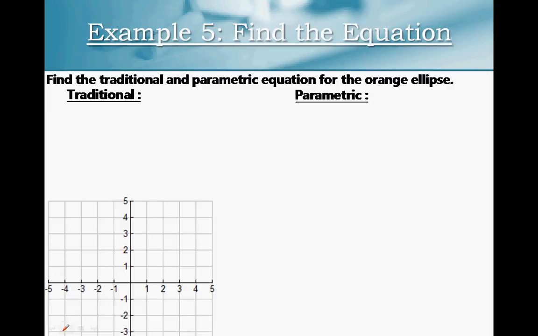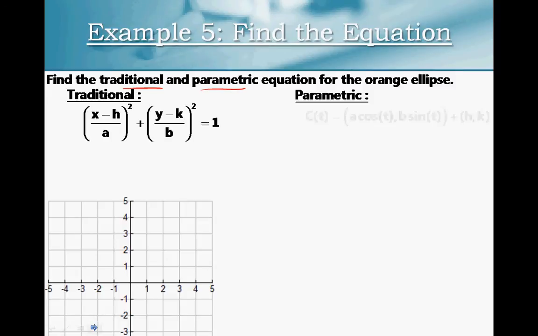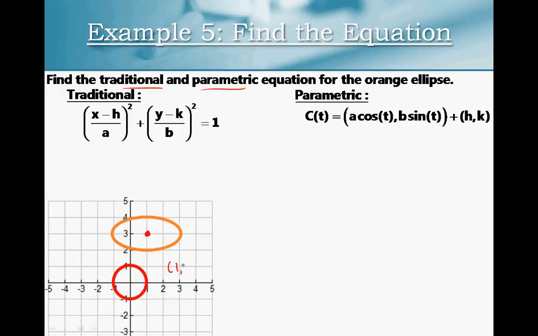Okay, so find the traditional and parametric equation for the orange ellipse. Here are the basic equations that we had from the previous slide. And here's our unit circle, and there's our orange ellipse. So what we should do here is look and see where our center is. It looks to me like we're centered at the point 1, 3.